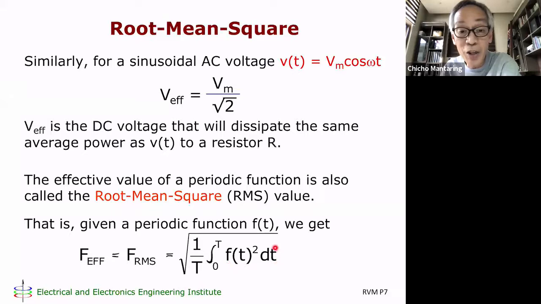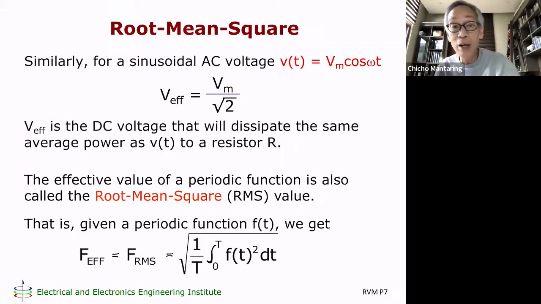So you square the function, okay? You square the function, you get the area over one period, you divide it by the period, and then you get the square root. That's why you call it root mean square. It is the square root of the mean, which is the average, of the square. So if you take a look at this expression inside, this is the average of the square. Which is exactly what I was describing earlier.